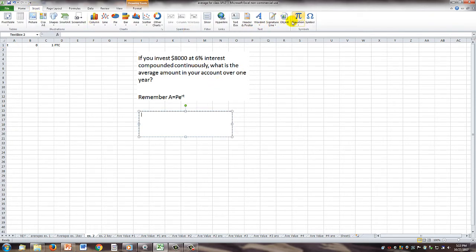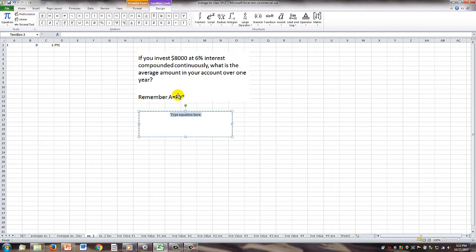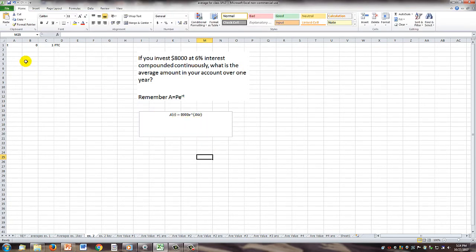Insert an equation. So if we plug in what we're supposed to know here, A of t equals P, the initial value, 8,000, e to the R, the interest rate as a decimal, 0.06 t. So that's our function.